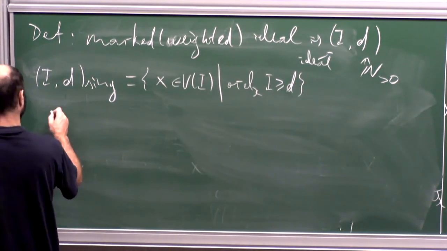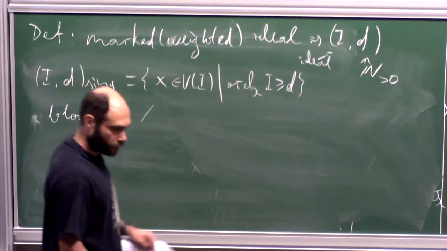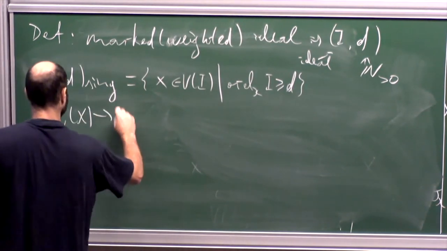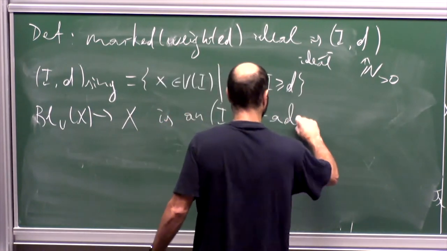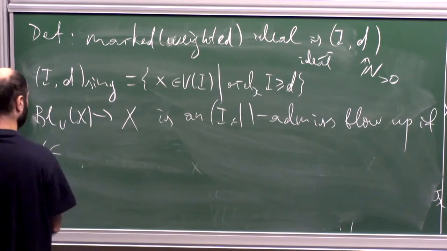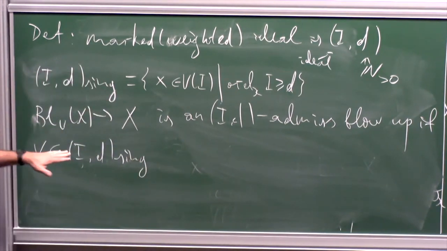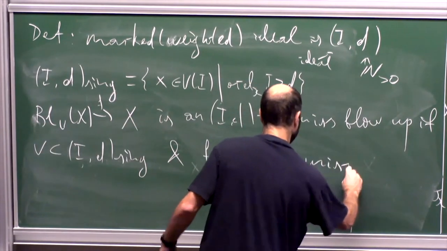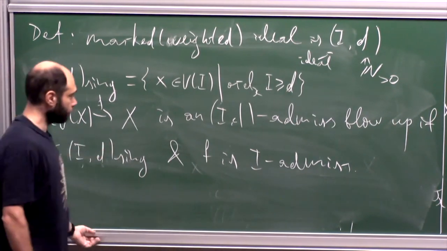And in addition, we say that a blow up along V is called an (I, D)-admissible blow up if V is contained in the (I, D)-singular locus, that is, everywhere where we blow up, the order is at least D, and it is admissible in the usual sense. That is, we blow up where the multiplicity is at least D, and the center has simple normal crossings with the boundary.